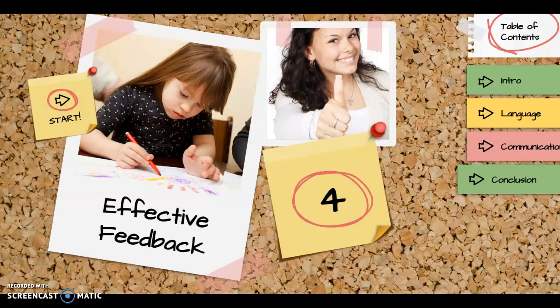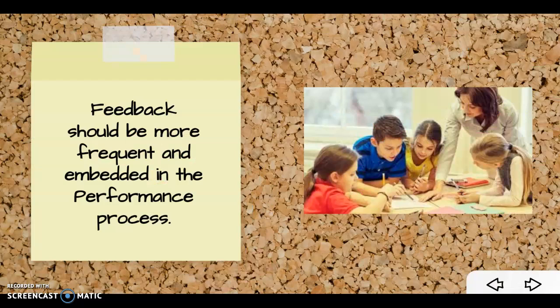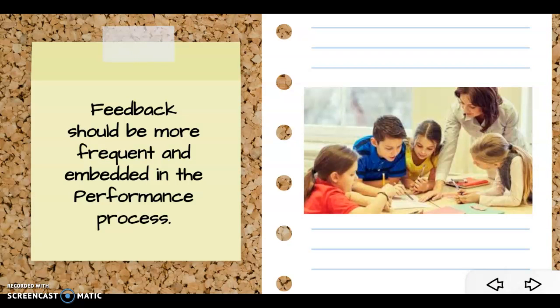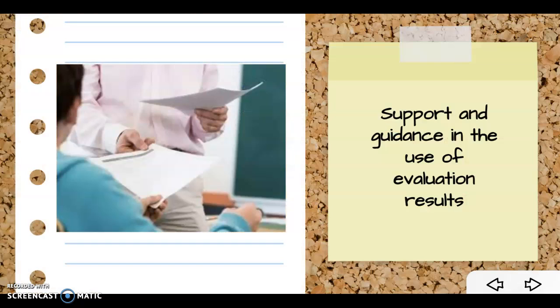Finally, it's important to consider how to give effective feedback. Effective feedback can be a part of formative and of summative assessment. Just because summative assessment is often considered a final grade does not mean that learning cannot occur as a result of it. First of all, feedback should be more frequent and it should be embedded in the performance process. This will help students develop their metacognitive abilities and prevent them from learning incorrectly or inefficiently. Teachers need to support and guide their students to use the results of formative and summative assessment so that they can improve their learning in the future.